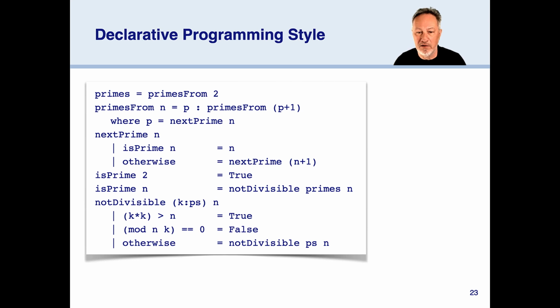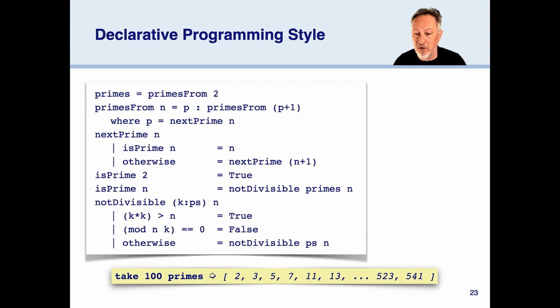Now we've defined all the parts, and we have a complete definition in a very declarative style of a prime number algorithm, purely defined in a functional way, without any side effects. And the result is a lazy list. So now we can take the first 100 primes, and that works quite efficiently.